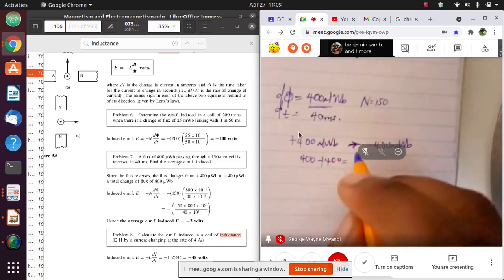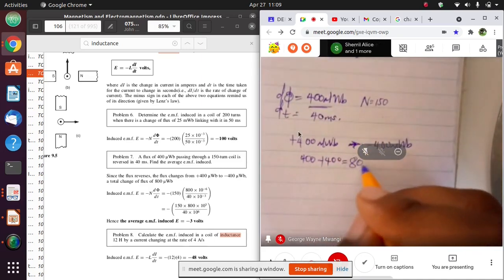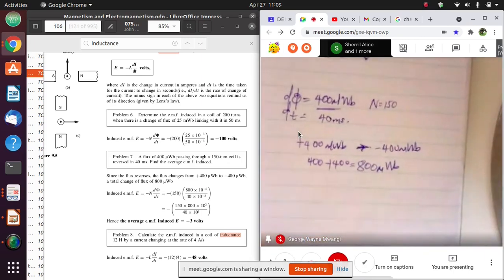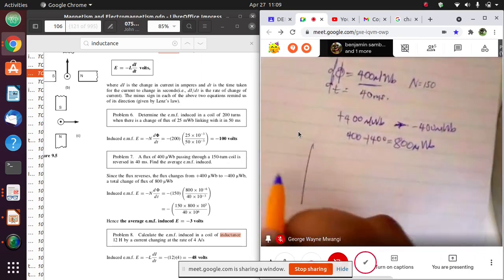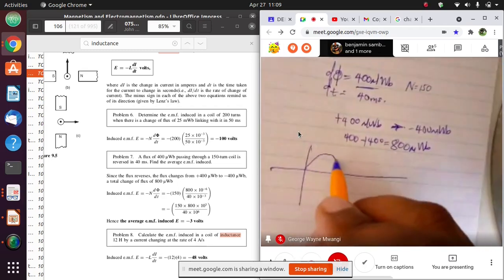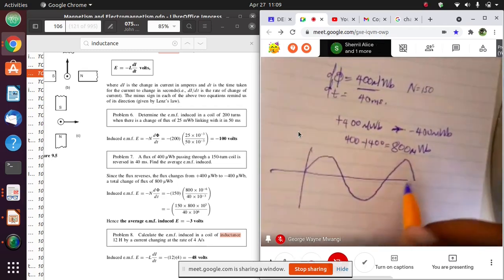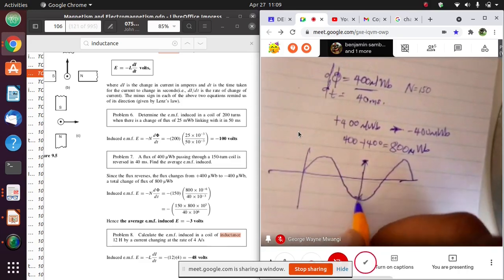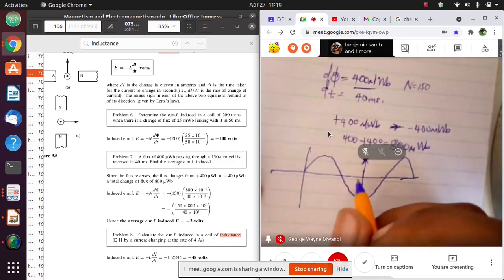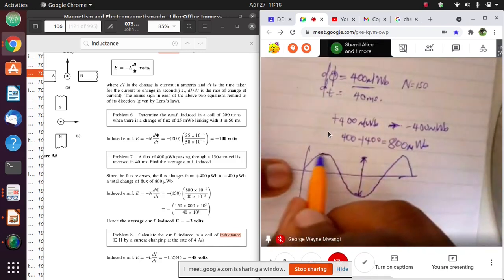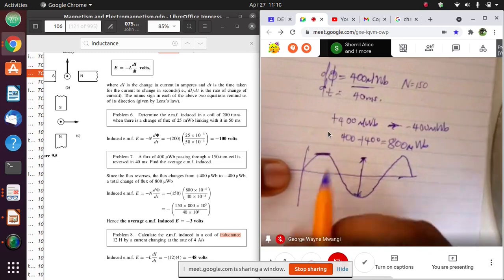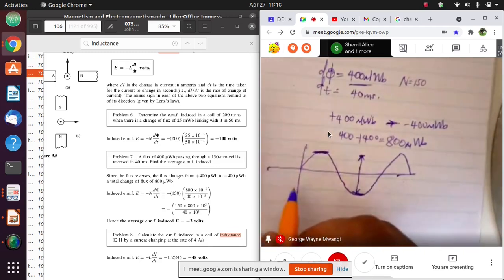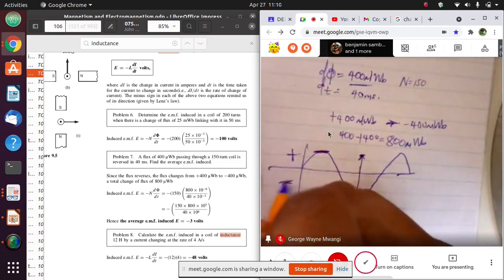Sawa. The total flux in this case will therefore be 800 microweber. Kwa mfano, when we talk about kama hii, we have an alternating voltage ama current. When I ask you to find the peak to peak voltage, it is the ama current. It will be from this point to this point. Remember that this is the positive side and this is the negative side.